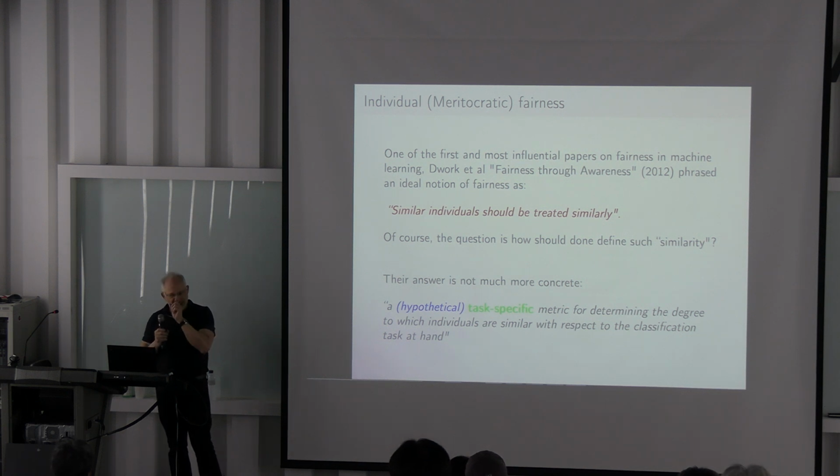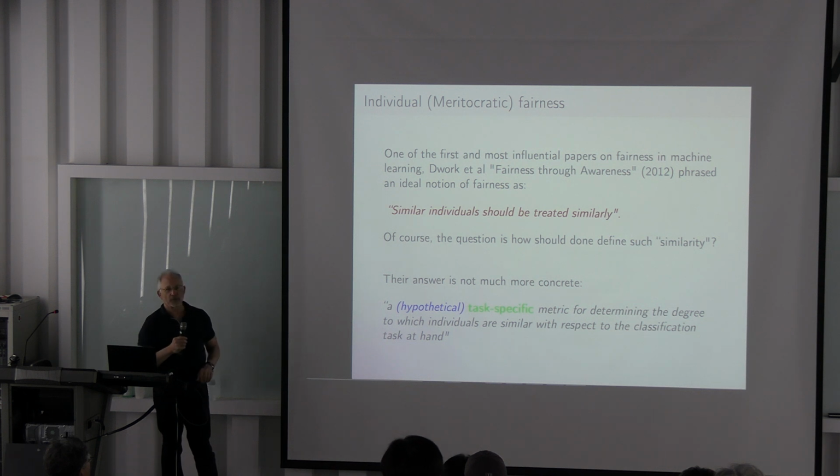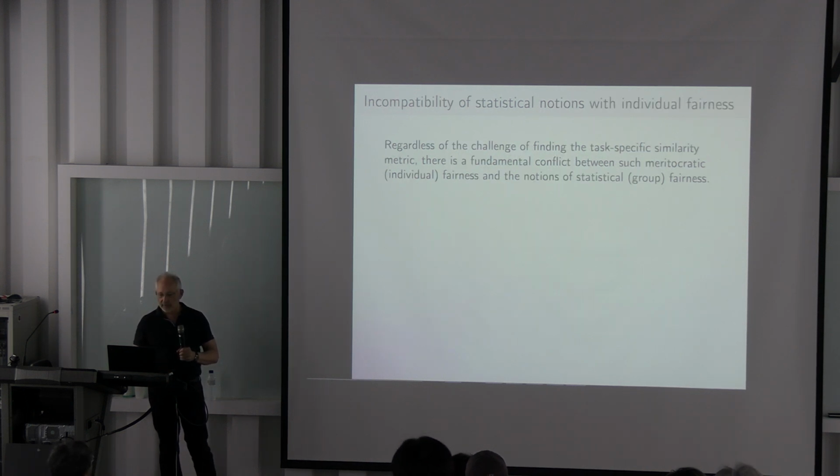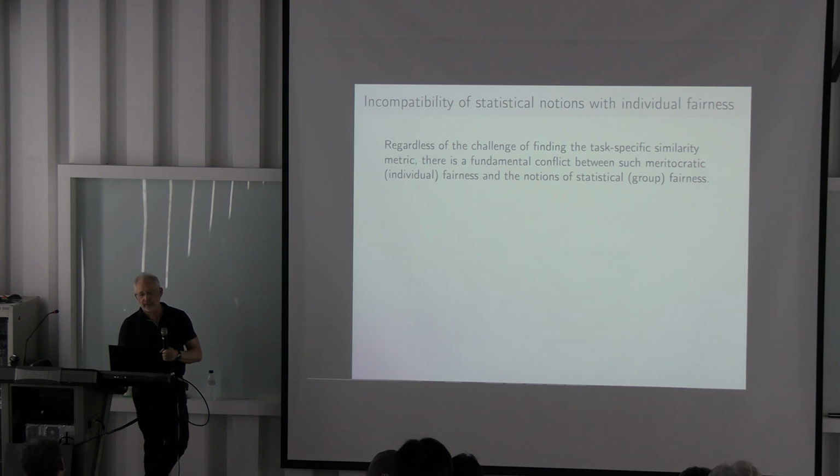Okay, so I can go more into this. I have lots of things that I wanted to cover in this talk, so I will not go further into individual fairness. There are several issues with it, but instead I want to talk about how it compares to the notions of fairness that we discussed before. I already spent time convincing you of two other notions that make sense. Here is a new notion, how do they compare? So, regardless of the challenge of finding this similarity notion, there is a fundamental conflict between this kind of individual fairness and group fairness.